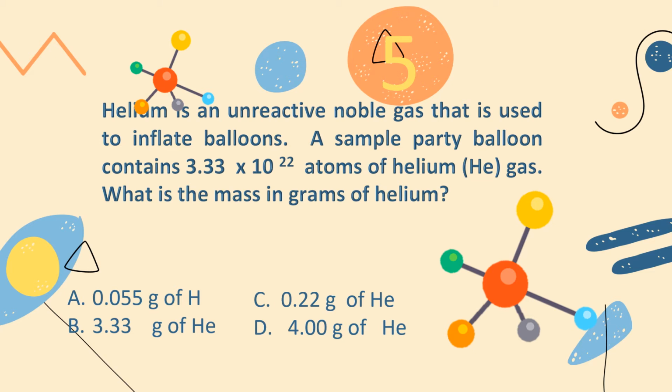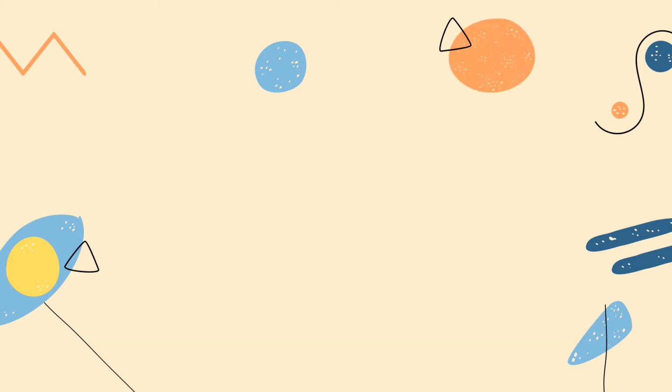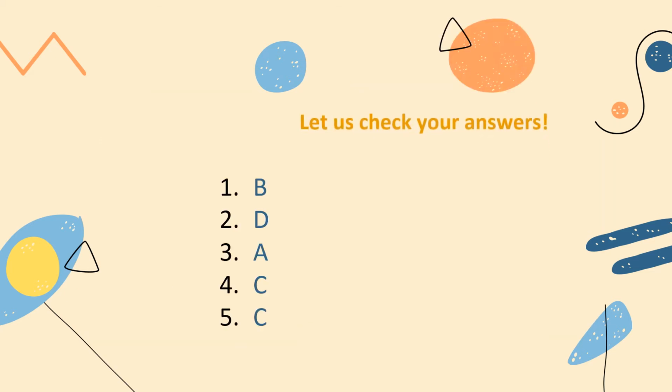Okay, let's now check your answers. Are you ready? Number 1, B. Number 2, D. Number 3, A. Number 4, C. Number 5, C. Did you get a perfect score? If not, you don't need to worry. Anyway, we will discuss all those topics in more depth as we go along with our lesson today.